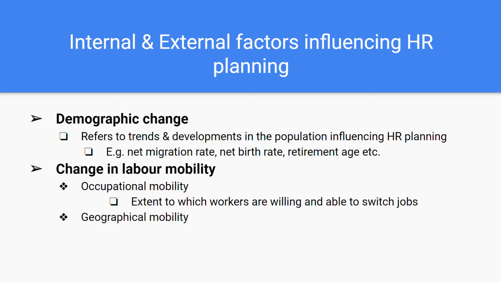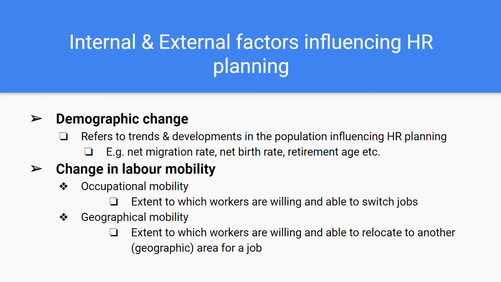And then the other terminology you should know is geographical mobility. And that's pretty simple, as the name already tells you. It's the extent to which workers are willing and able to relocate to another geographic area for a job. So, how willing and able, financially able for example, are the people that live in Los Angeles to leave Los Angeles for a job in, let's say, San Francisco, or the state of Pennsylvania? How willing are they to do that, and are they able to do that?